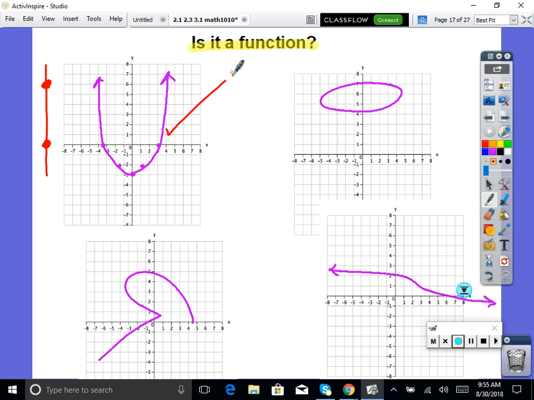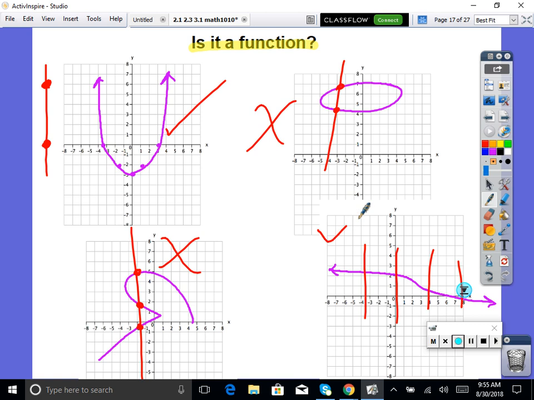How about this one? No, because look, if I draw my pencil, it's hitting it in 2 places. Not a function. How about this one? It hits my pencil in 1, 2, 3 places. That's not a function. How about this one? Yes. Look, it never hits. Look, if I draw it, does it ever hit twice? No, so this one is a function.